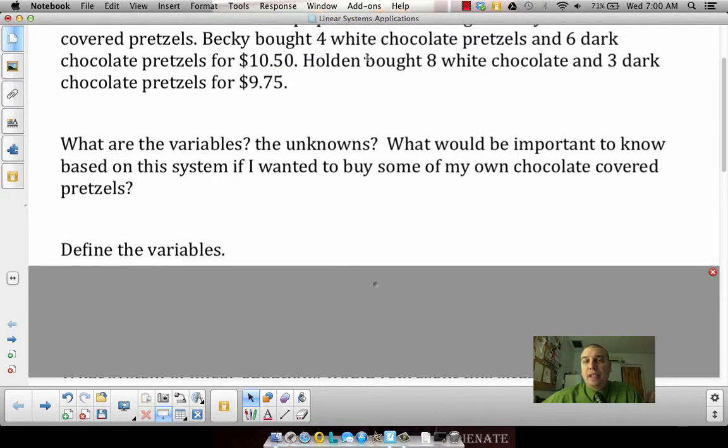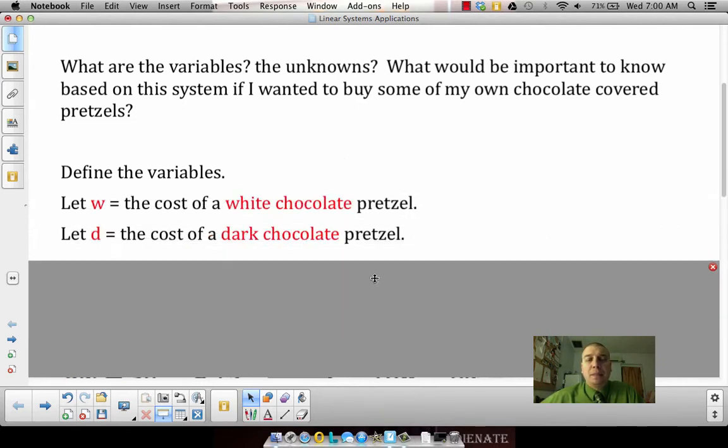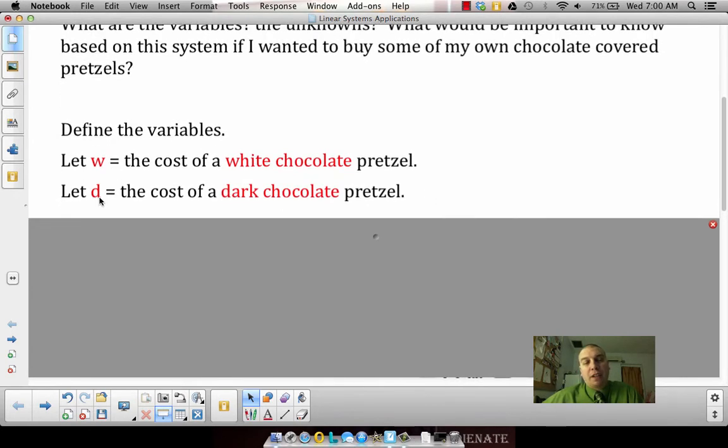Now, looking at it, we've got white chocolate, dark chocolate. Does it really matter what variables you use? Doesn't matter what letters, but I like to keep it simple and sweet. That way I don't lose track of, all right, well, what's X, what's Y? So we're going to let W equal the cost of the white chocolate pretzel. Then we're going to let D equal the cost of the dark chocolate pretzel. So now I've got my variables defined.